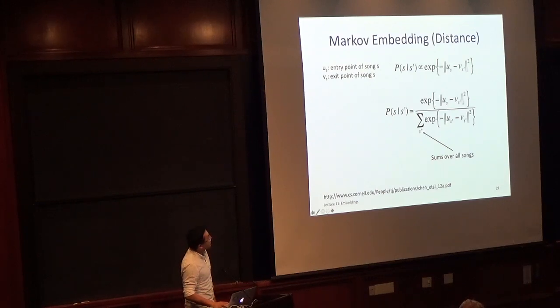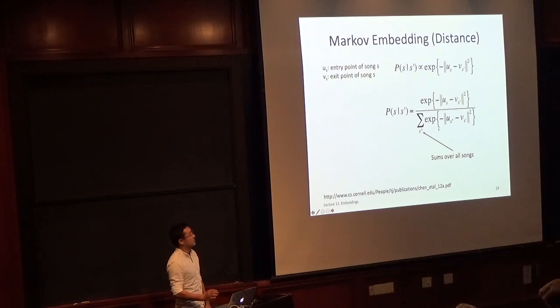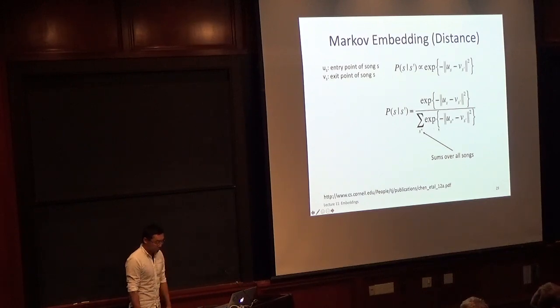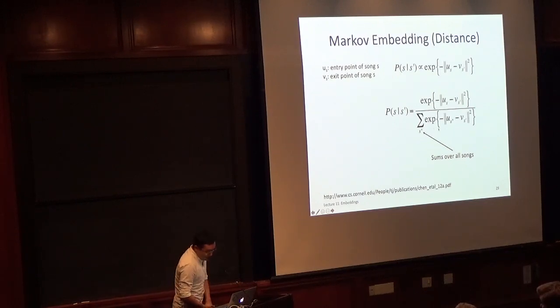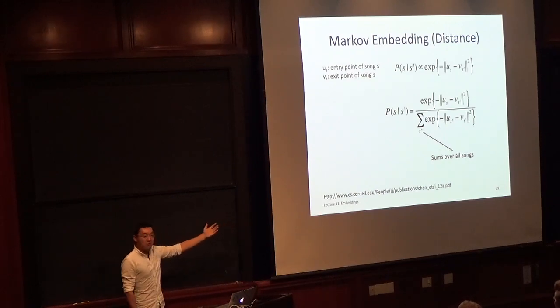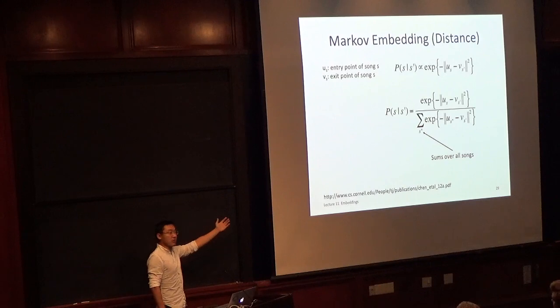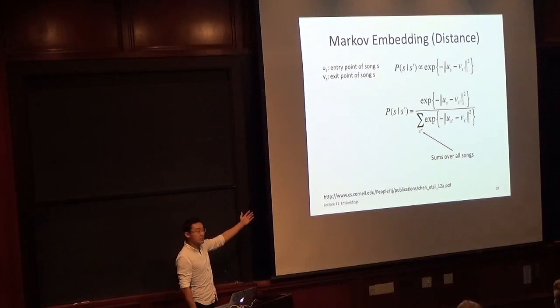Because of this proportionality argument, we can actually write down the probability exactly by just normalizing by the appropriate normalization constant, which is just the same term as the numerator, but summed over all possible songs. Those of you who look at this a little bit carefully will realize that this is exactly a logistic regression model, except it's multi-class.